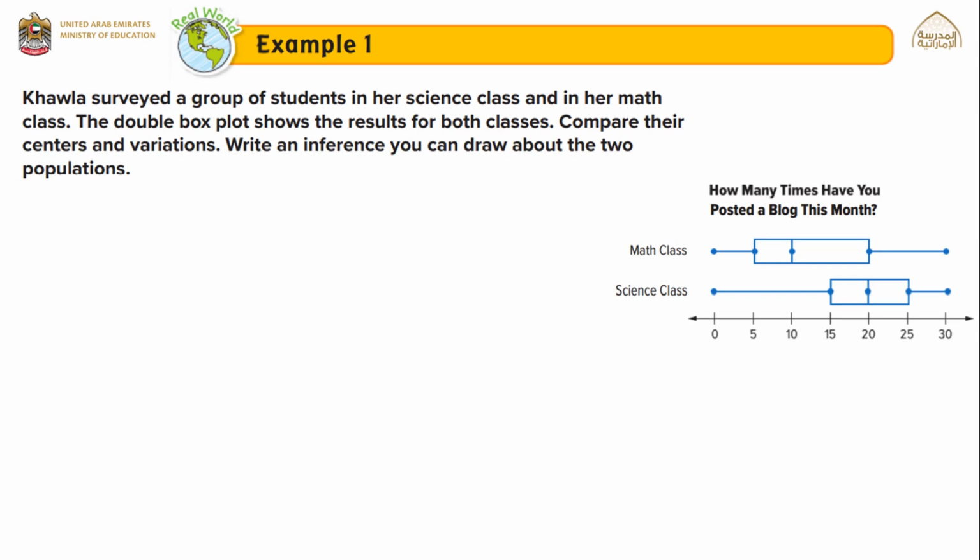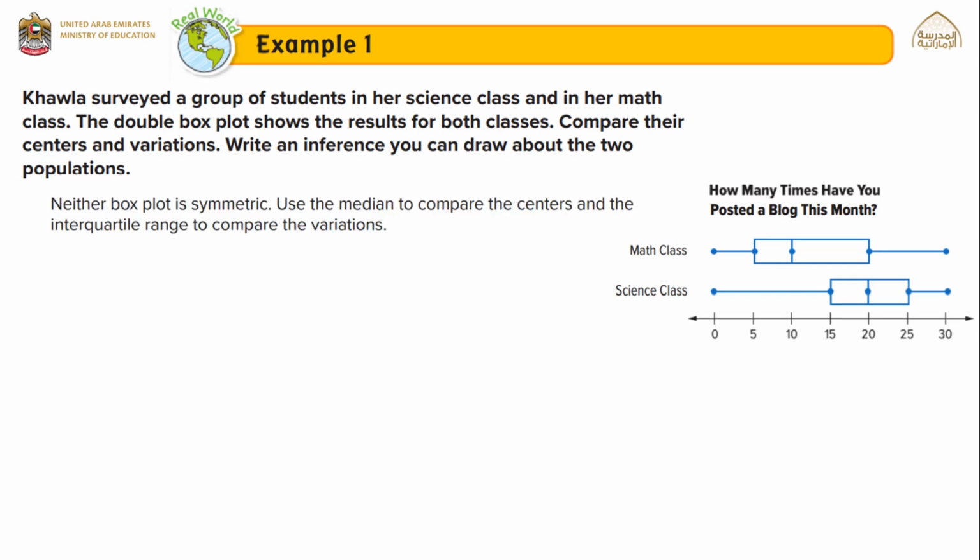Example 1. Paula surveyed a group of students in her science class and in her math class. The double box plot shows the result for both classes. Compare their centers and variations. Write an inference you can draw about the two populations. Neither box plot is symmetric. Use the median to compare the centers and the interquartile range to compare the variations.